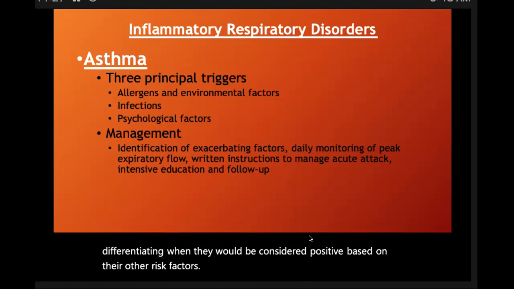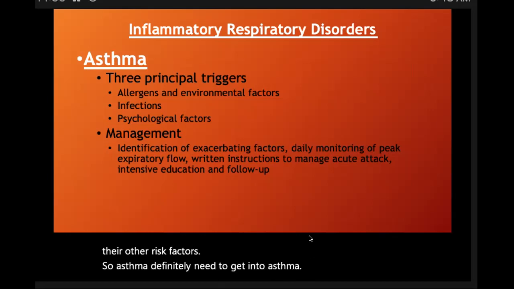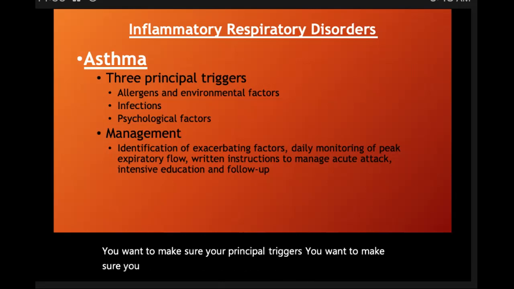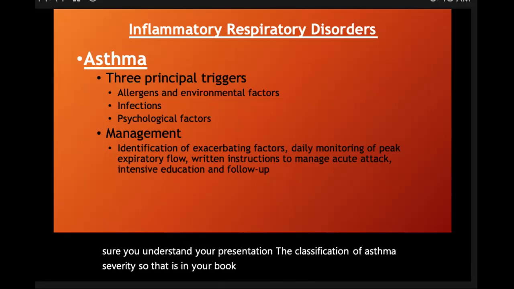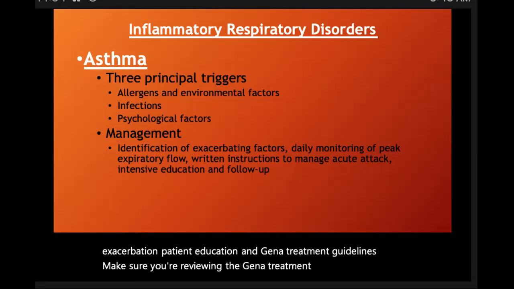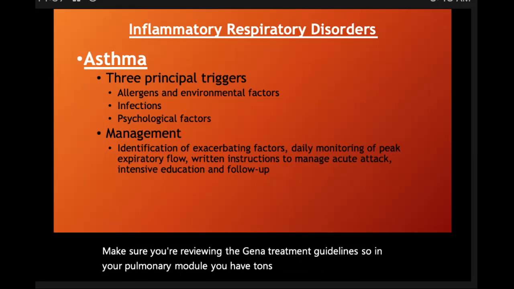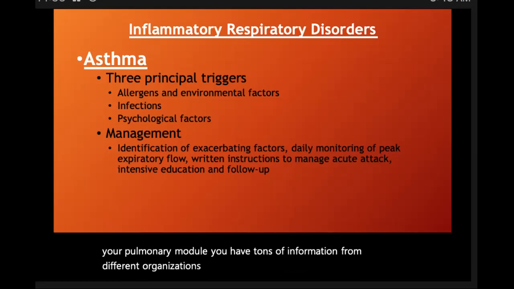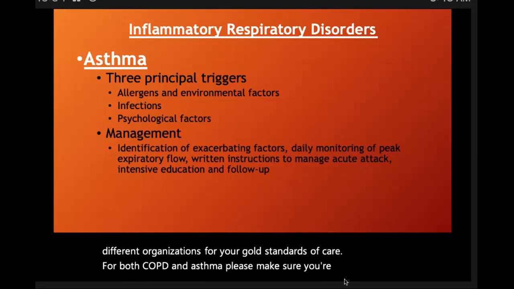Okay, so asthma, definitely need to get into asthma. You want to make sure you know your principal triggers. You want to make sure you understand your presentation, the classification of asthma severity. That is in your book, again, page 400 and 401. Look at table 31.1. Here we're going to find management, risk factors for exacerbation, patient education, and GINA treatment guidelines. Make sure you're reviewing the GINA treatment guidelines. In your pulmonary module, you have tons of information from different organizations for your gold standards of care for both COPD and asthma. Please make sure you're reviewing that. You need to know it.